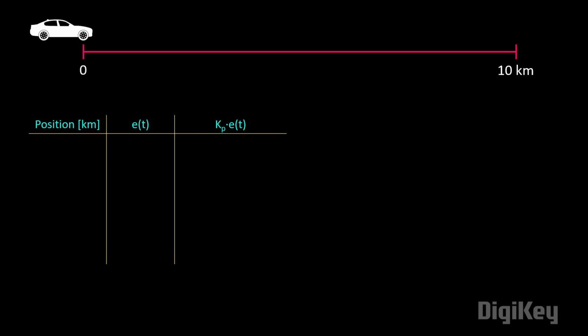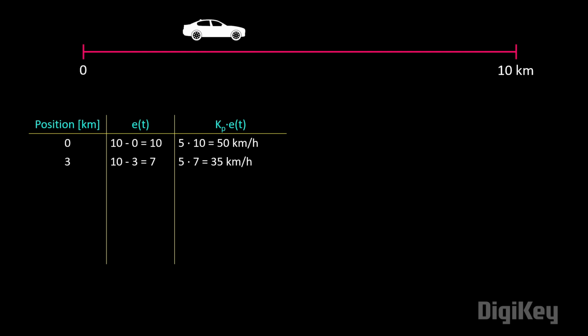At 0 kilometers, the error is 10 minus 0, so 10 kilometers. Let's set our constant, Kp, to some arbitrary value like 5. So we multiply 5 by that error to get our controller output, which is 50 kilometers per hour. Our car starts moving very quickly at first. Don't worry about acceleration and deceleration for this very simple example. At 3 kilometers, the error is 7 kilometers, so our speed slows to 5 times 7 or 35 kilometers per hour. We continue with this pattern.